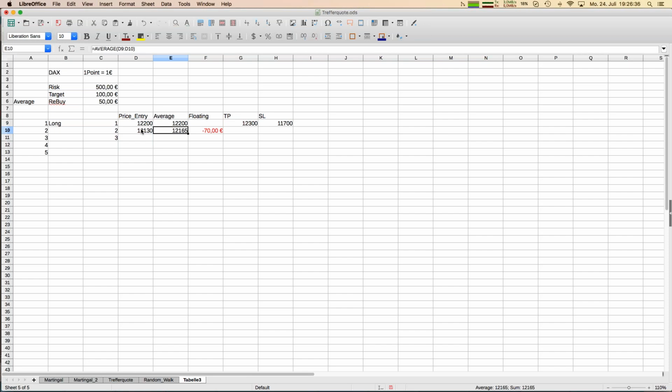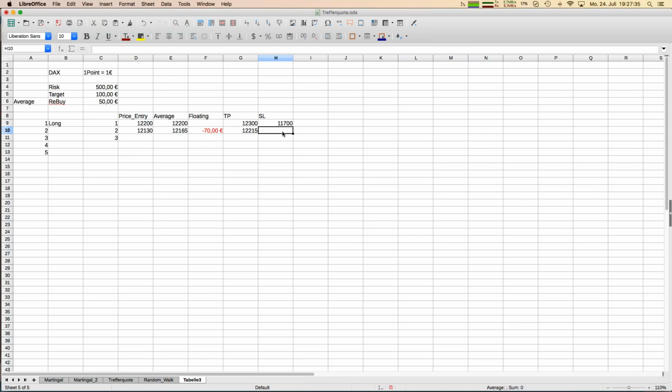Now we have two lots. Since we now have two lots, our take profit comes towards the price. So we have an average of that, and our take profit is now our target value divided by the total number of lots we now have, and we have two. So that means our take profit is now at 12,215. So hey, that goes down. We need an increase of 50 points now to reach our target. Good. And that is exactly what we want, that the take profit comes towards us, into our direction.